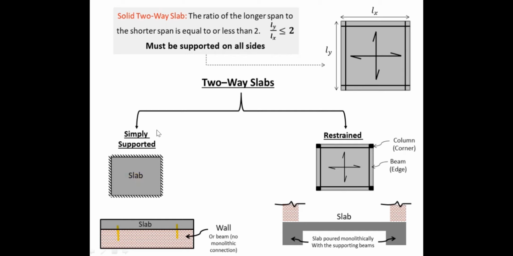And there are two types of two-way slab mainly. The first one is the simply supported slab, that is, it will be simply supported on all four edges. And the restrained slab, that is, it will be restrained at the end. That is, if I am applying a load, there won't be any lift up at the end. It will be restrained at the end. So we will see that in detail. The first one is the simply supported slab.